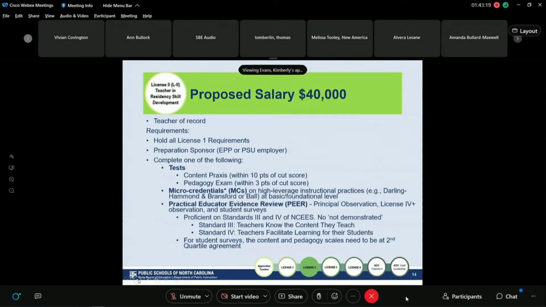Okay, so now they move to a teacher of record, right? So this is the first, I believe, level where they are the teacher of record. So they're moving out of, quote, the co-teaching classroom.